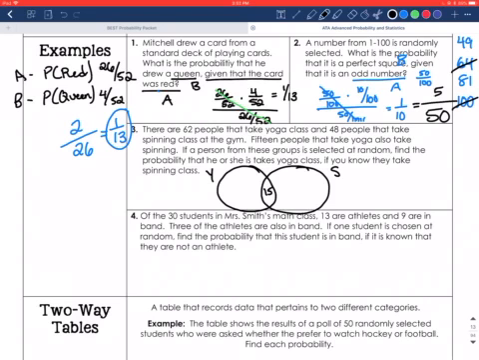Now, there's 62 total people that take yoga, so I can't put 62 in this little blank right here. I need to do 62 minus 15, which would actually give me 47. And the same thing on the right side. I can't just put a 48 right here. I need to subtract 15 from 48, and that will be 33.